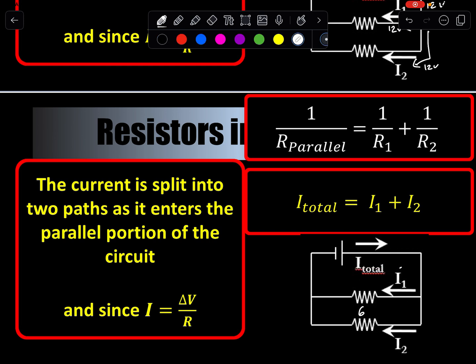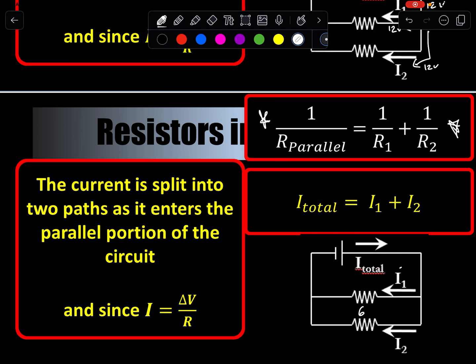Okay, so the formula that you need to write down is right up here. 1 over R parallel equals 1 over R1 plus 1 over R2. And this becomes a big deal for us because this is a little bit more of a challenging equation than what we've had before.